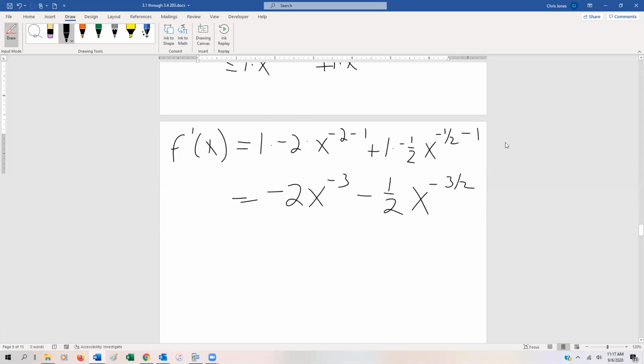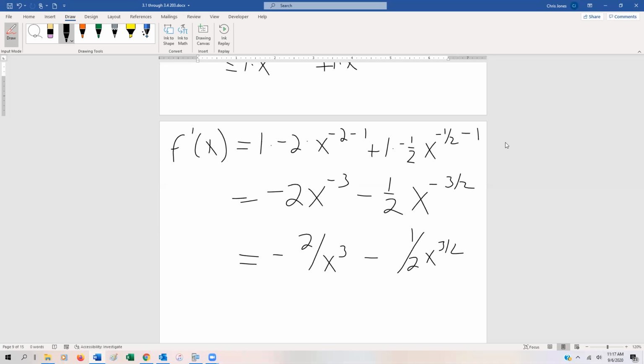You might remember in pre-calculus that we don't want to write things with negative exponents, so we're going to get rid of the negative exponents. So we can write this as minus 2 over x to the 3rd. Notice that the 2 does not have a negative exponent, so it stays in the numerator. To rewrite the second term, that's going to be negative 1 over 2, because the 2 is already in the denominator, x to the positive 3/2.